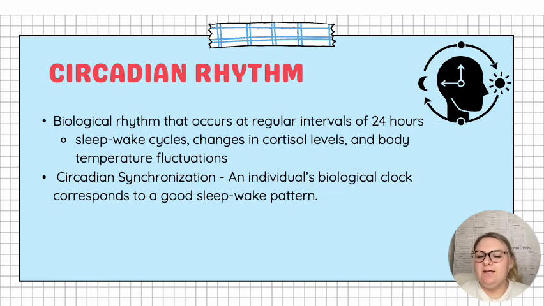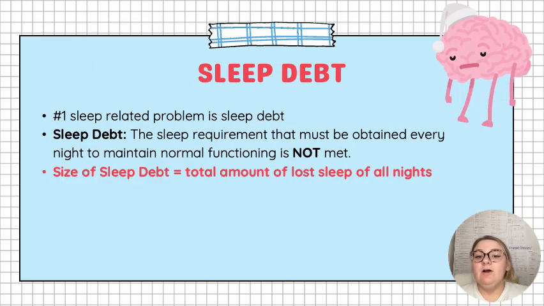Next is the circadian rhythm. The circadian rhythm is a biological rhythm that occurs every 24 hours. It includes sleep-wake cycles, changes in cortisol levels, and your body temperature fluctuations. There's also something known as circadian synchronization, and this is when an individual's biological clock corresponds to a good sleep-wake pattern.